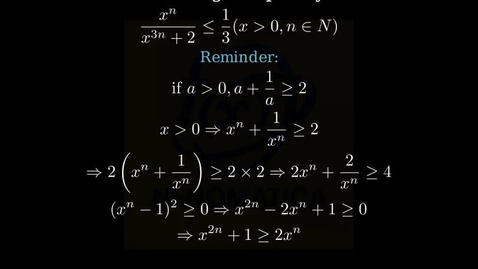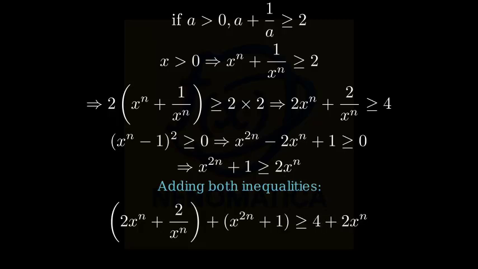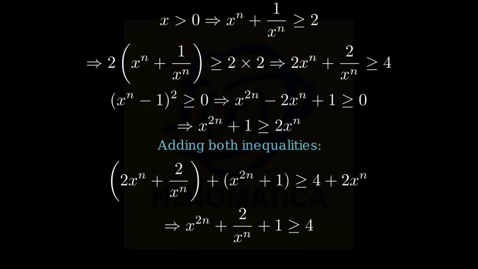Now, we'll combine the two inequalities we've developed. We add the left sides and right sides of our inequalities. 2x to the power of n plus 2 over x to the power of n plus x to the power of 2n plus 1 is greater than or equal to 4 plus 2 times x to the power of n. After combining like terms, we get x to the power of 2n plus 2 over x to the power of n plus 1 is greater than or equal to 4.